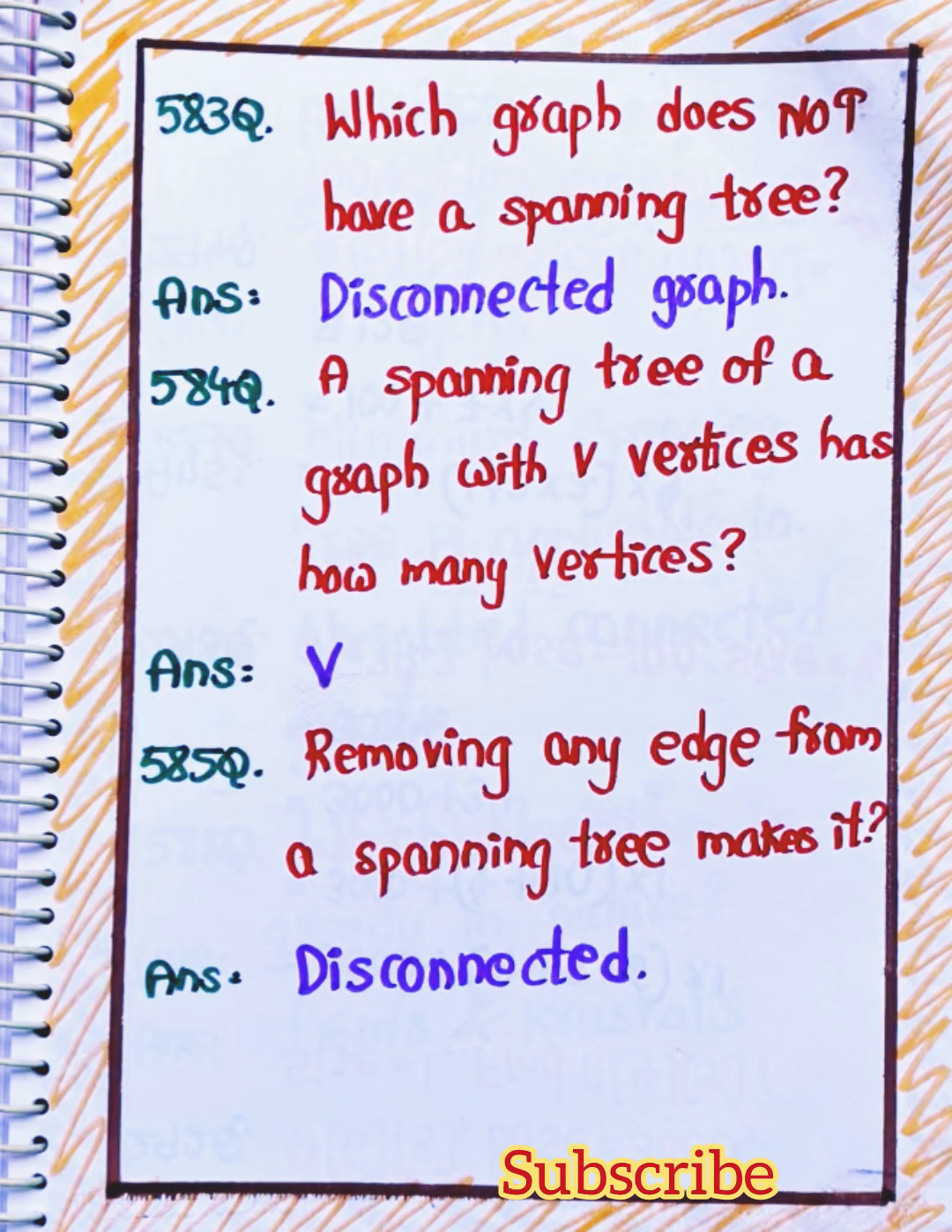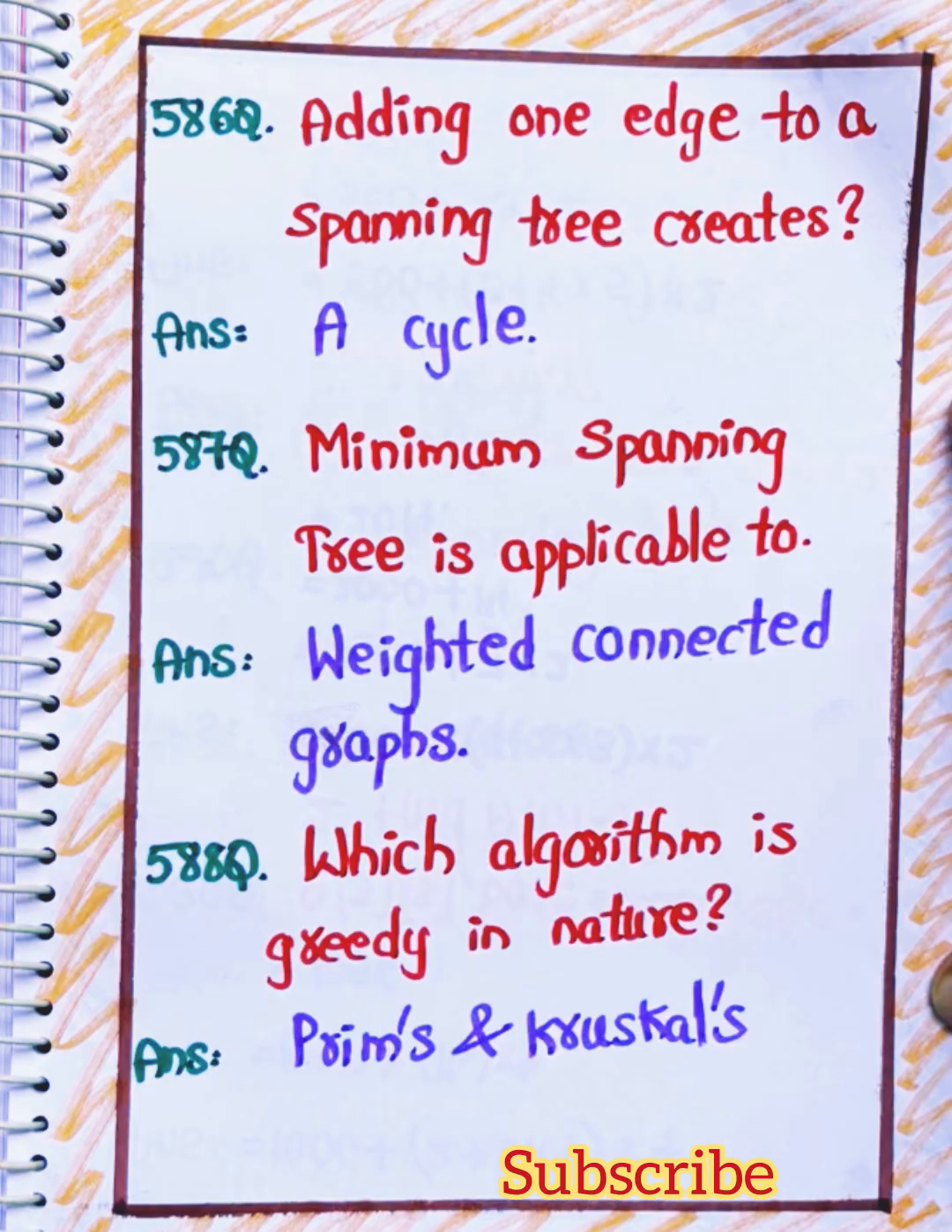Which graph does not have a spanning tree? A disconnected graph does not have a spanning tree. Next question. A spanning tree of a graph with V vertices has how many vertices? V. Removing any edge from a spanning tree makes it disconnected. Adding one edge to a spanning tree creates a cycle.